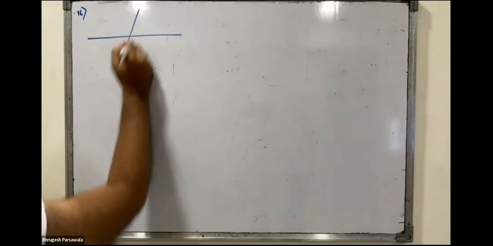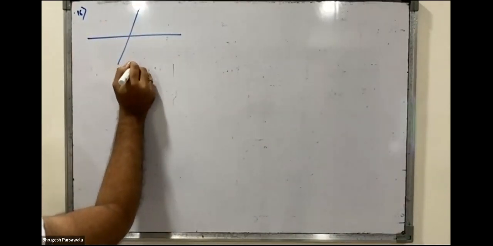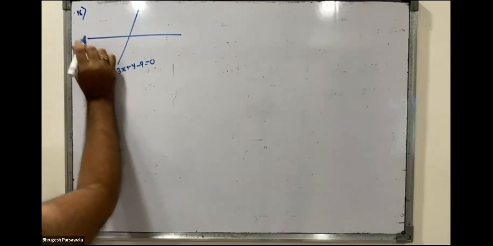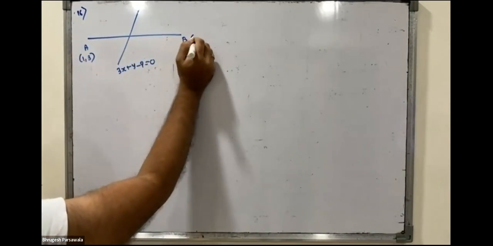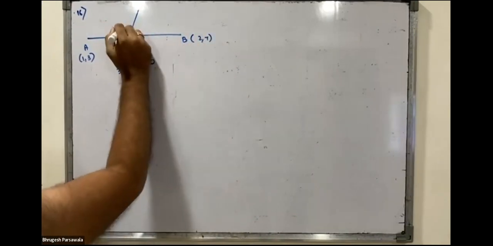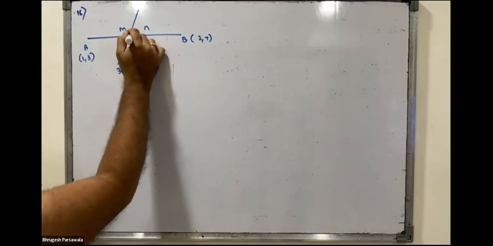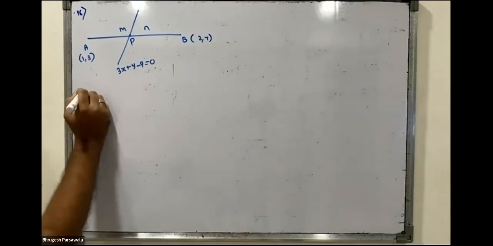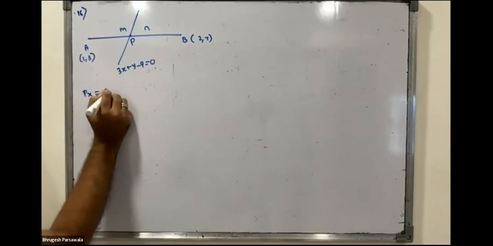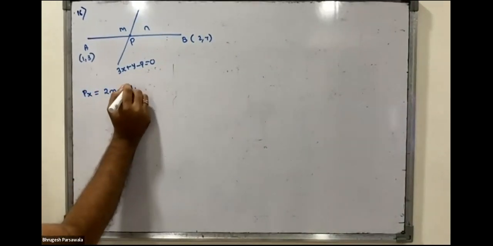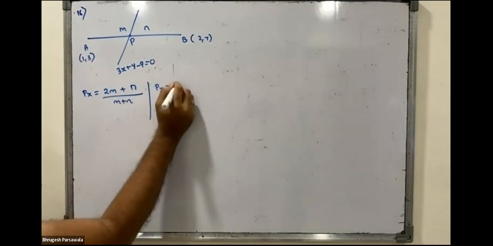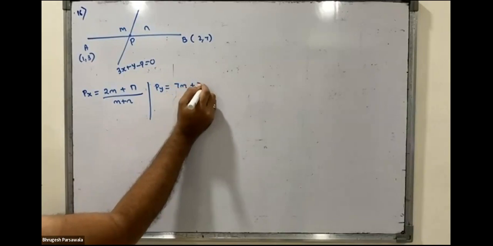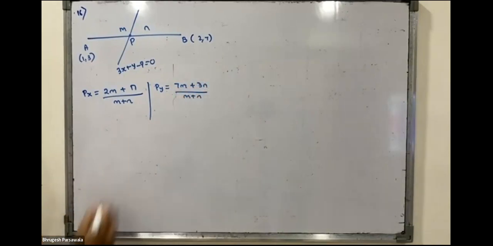Determine the ratio in which 3x plus y minus 9 equal to 0 divides the line joining A and B. Okay. Let us assume the ratio to be m is to n and the intersecting point be P. So what is P of x, beta bolo? mx2 plus nx1 upon m plus n. Similarly, P of y क्या होगा बेटा बोलो? my2 plus ny1 upon m plus n.